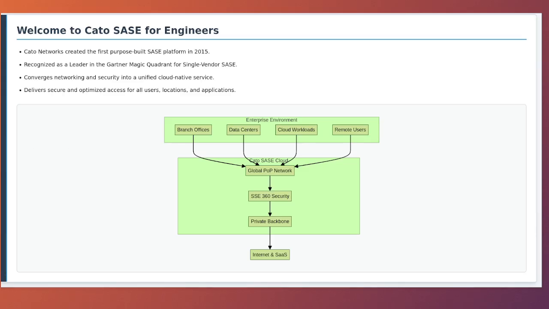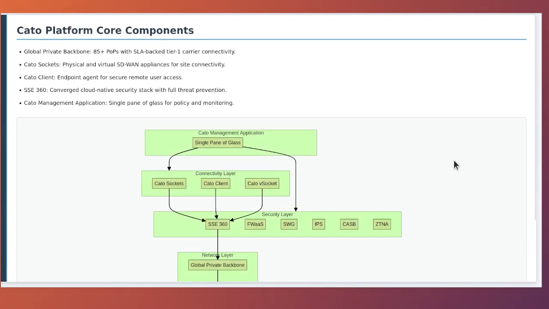We will cover the core architecture, connectivity options including SD-WAN and remote access, the comprehensive security stack known as SASE 360, and the unified management experience through the Cato management application. By the end of this series, you will have a solid engineering understanding of how to design, deploy, and operate a Cato SASE environment.